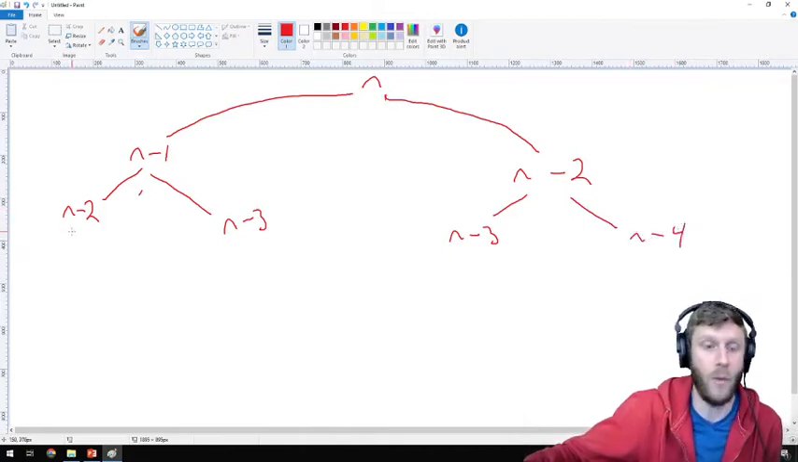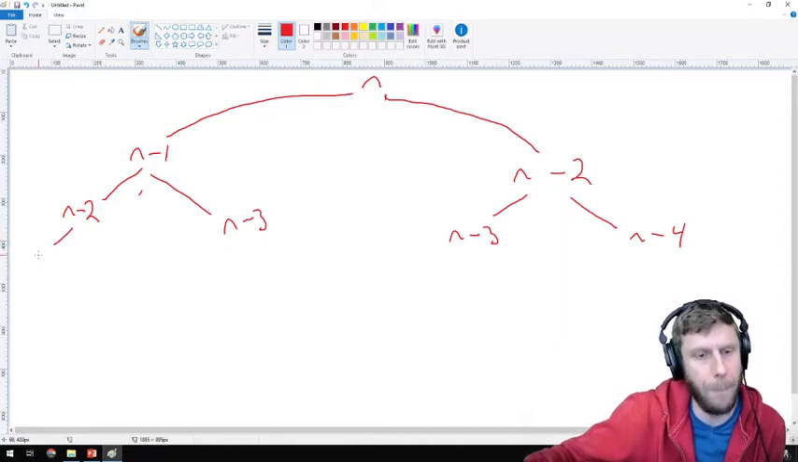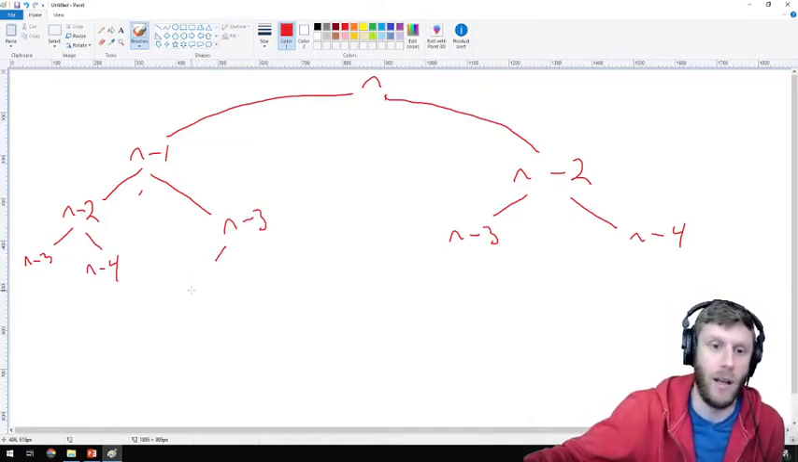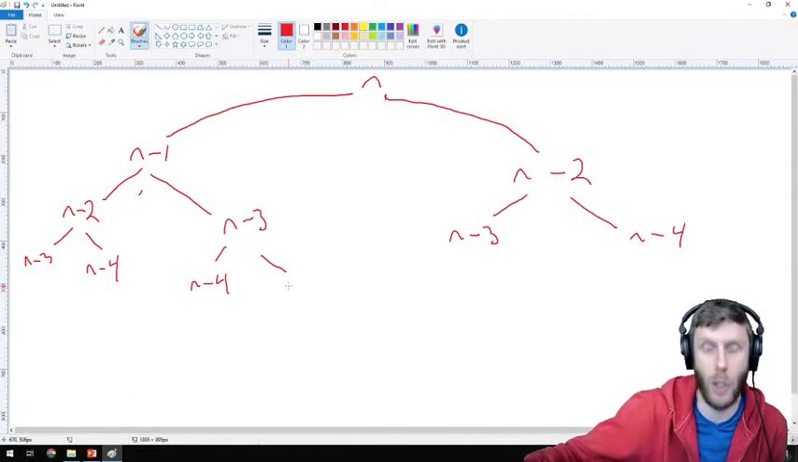And then over here, we're going to have 2 function calls, which will be n minus 2 minus 1, which is n minus 3. Then over here, n minus 2 minus 2, which is n minus 4. And then n minus 3 minus 1, n minus 4. And then over here, we've got n minus 3 minus 2, n minus 5.